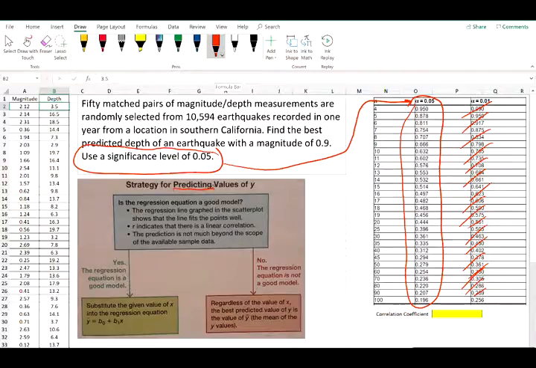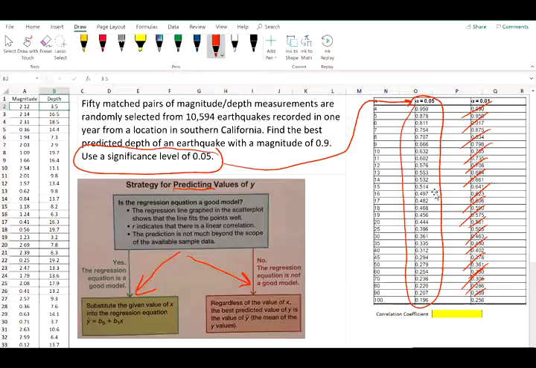Before we get started, if we want to predict a y value based on an x value, one of two things could happen. The correlation coefficient is large enough to say, yes, there is a relationship between these two variables, in which case we'll use the regression equation to predict the y value. Or the answer is no. The correlation coefficient is too small to say there is a relationship between the magnitude and the depth.